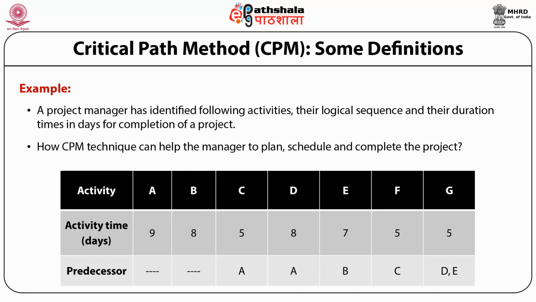Activity A, activity time in days 9, B 8, C 5, D 8, E 7, F 5, G 5. Predecessor to C is A, to D is A, E is B, F is C, G is D and E.